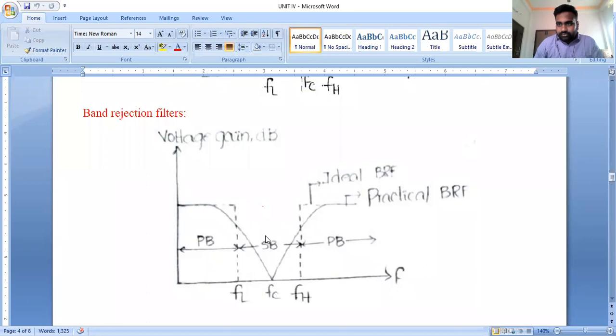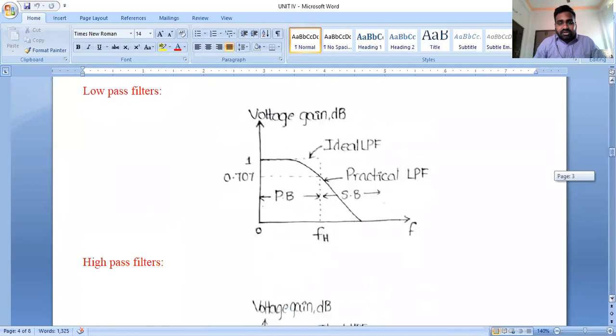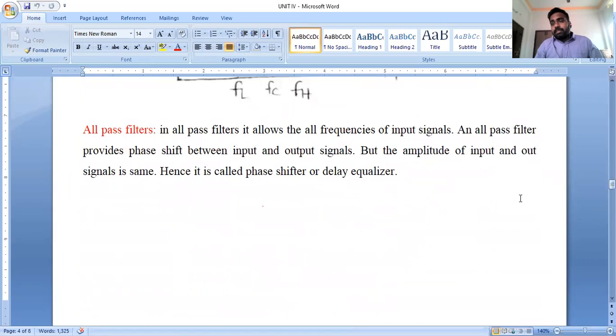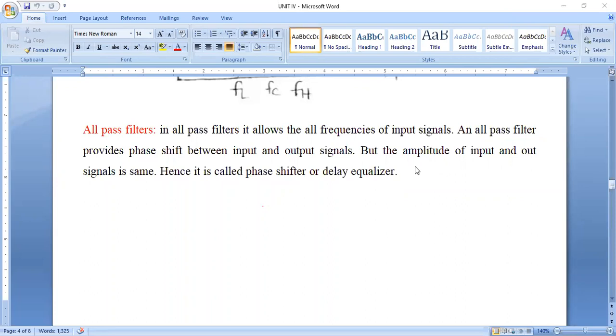So this is our discussion of the classification of the low pass filter, high pass filter, band pass filter, and band rejection filter. There is another classification, the all pass filter. The all pass filter is a strange application where it allows all frequencies of the signals. It provides a phase shift between input and output signals. That means it delivers a particular phase shift.